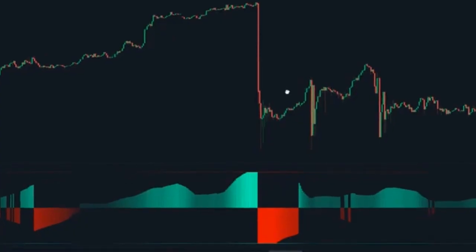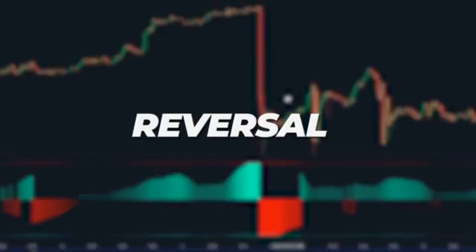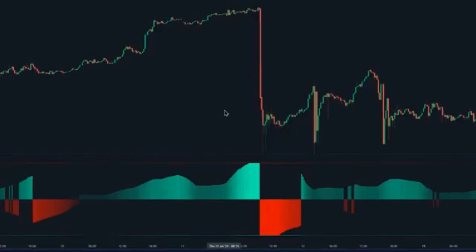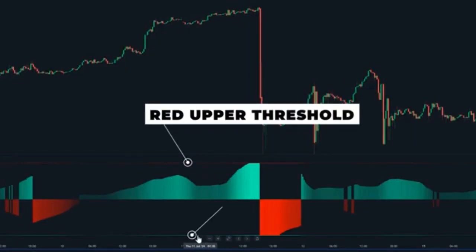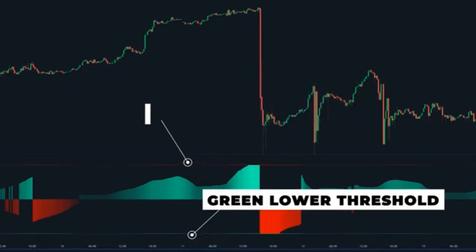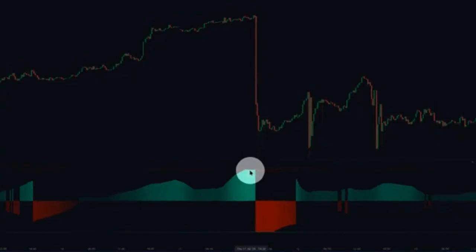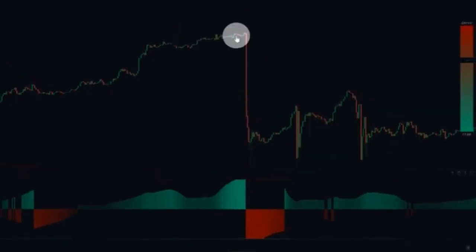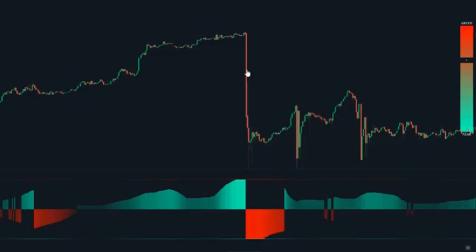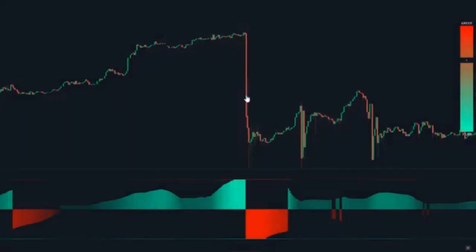Now, the second method of using this indicator is to trade reversals based on market overextensions. Let me show you. This indicator has a red upper threshold and a green lower threshold. Whenever this histogram touches the upper threshold, that could indicate that the market may be overbought. Whenever this happens, price tends to come back down. As you can see, that is exactly what happened right here, although this might have been due to news.